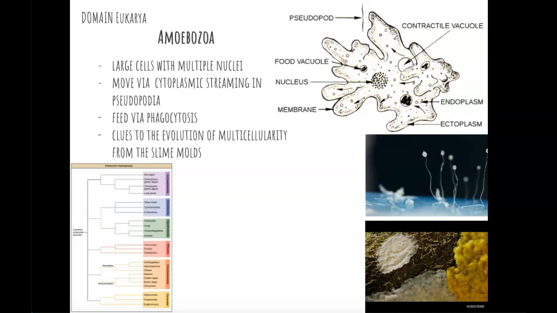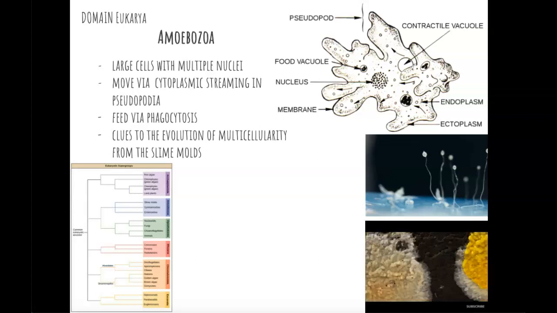These eukaryotes feed via phagocytosis, and they have clues to the evolution of multicellularity from the slime molds, which are shown in the time-lapse video down in the bottom right-hand corner of this slide, which move as a colony, and they coordinate their movement to find food and to digest it. And so we think that they are sort of the basis of multicellularity.